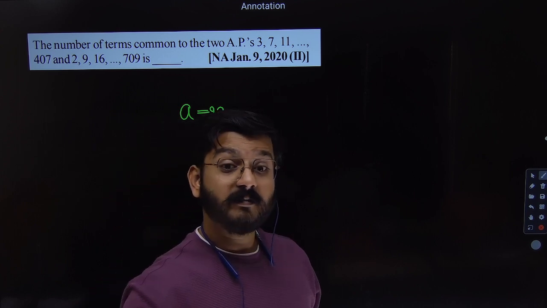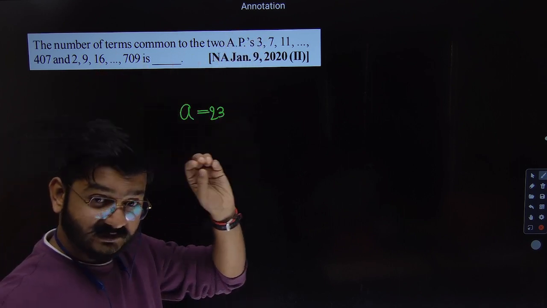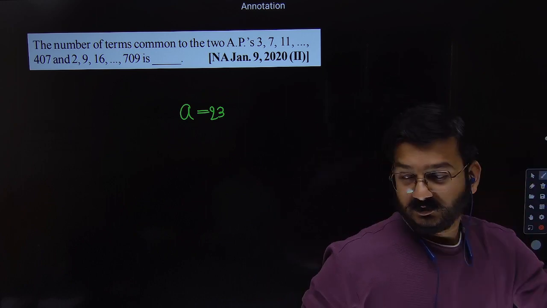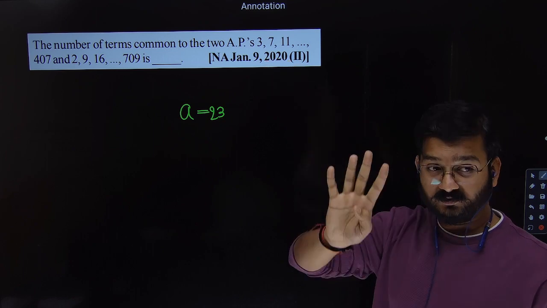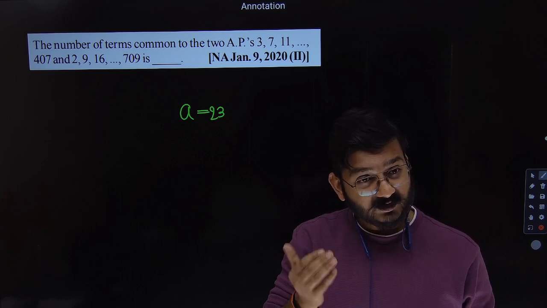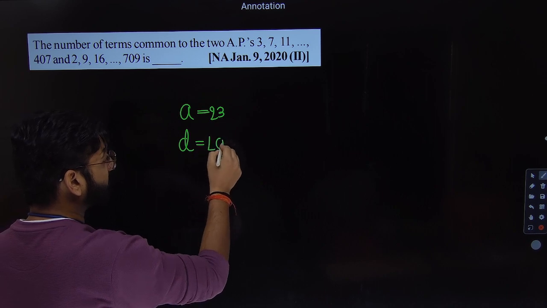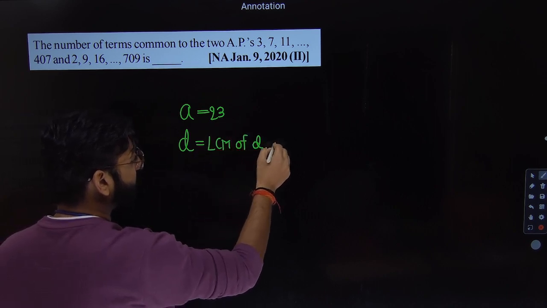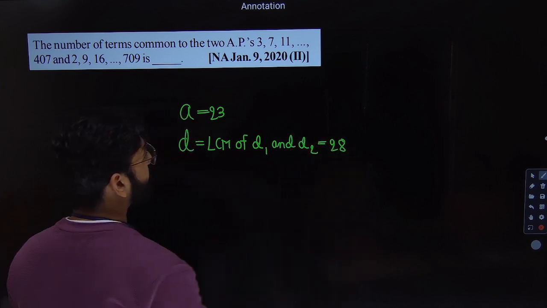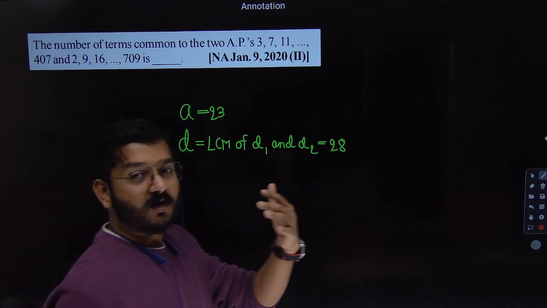Now we will find the common difference, which is common to this as well as this. Have you guys heard of something called LCM? Least common multiple. So what is the common difference of this? 4. What is the common difference of this? 7. What is LCM of 4 and 7? 28. So the common difference will be LCM of D1 and D2, which will be 4 into 7, 28. Okay, clear? Any problem?